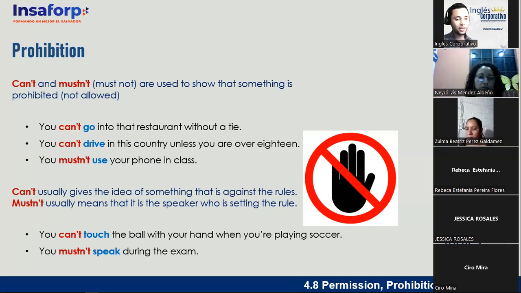De acuerdo. So again, you say you can't touch the ball with your hand when you're playing soccer. Okay. Esta es una regla del fútbol. Uno no se inventa la regla a medio partido. No, ya está establecida la regla. Entonces, you can't touch the ball with your hand when you're playing soccer. If you touch the ball with your hand, oh, there is a problem. And the second one, you mustn't speak during the exam. This is a prohibition by the person who is speaking. Okay?